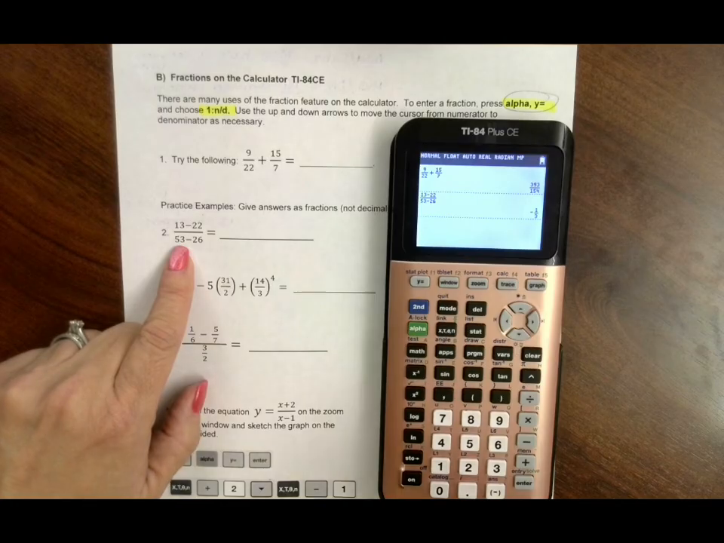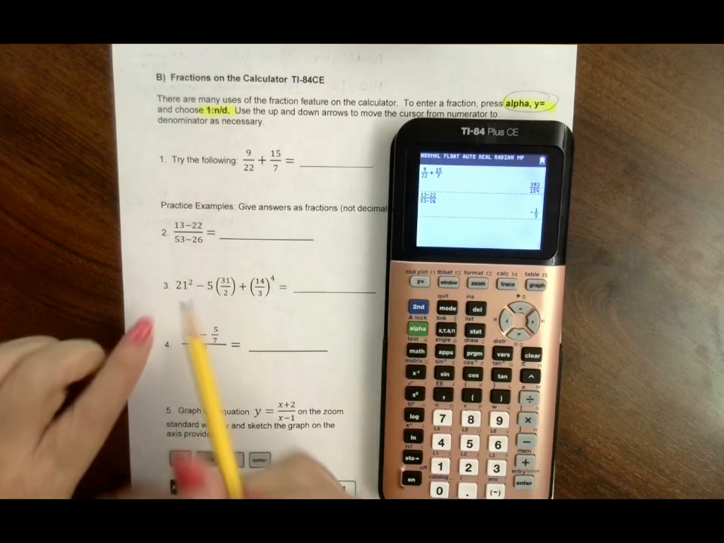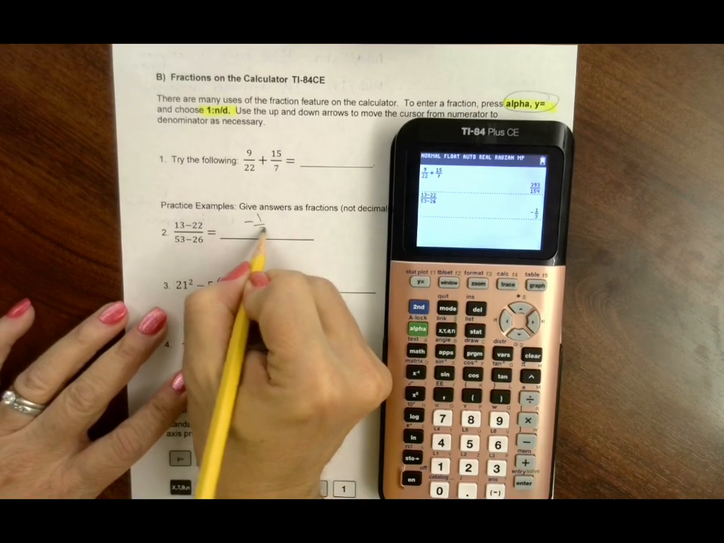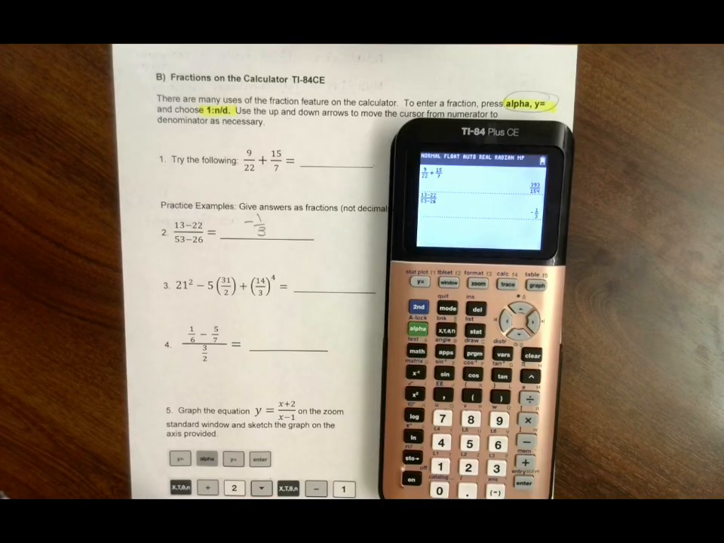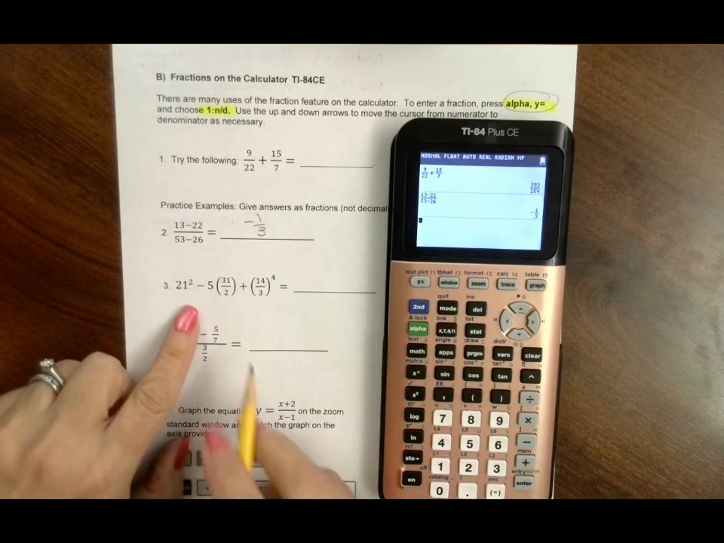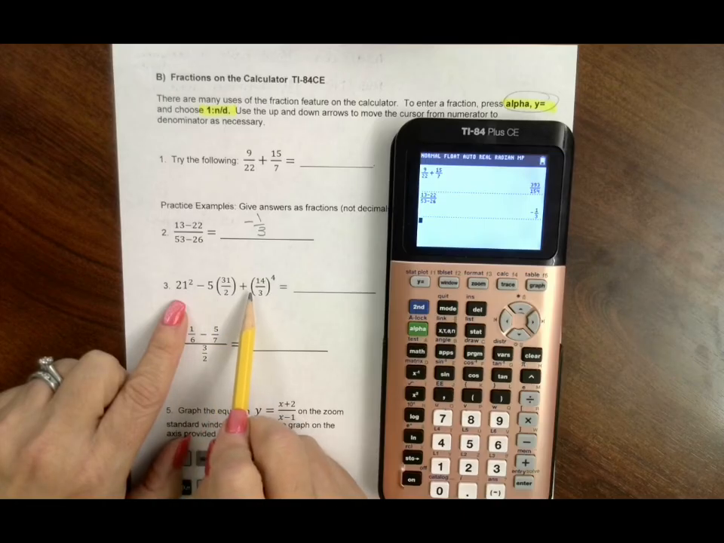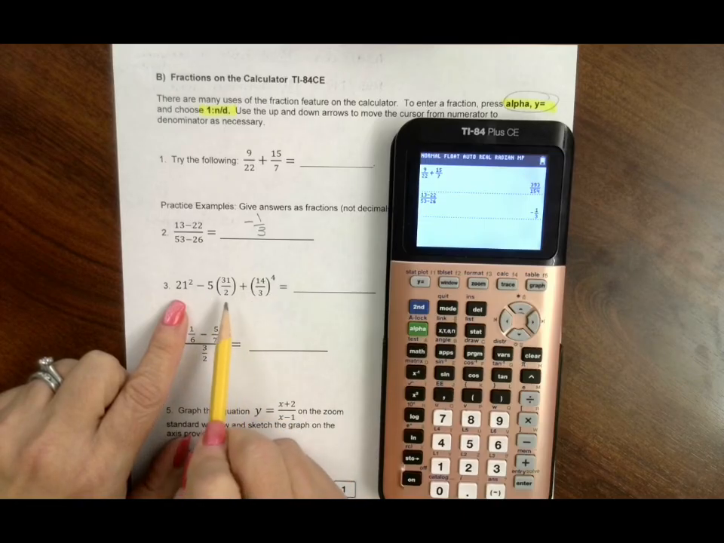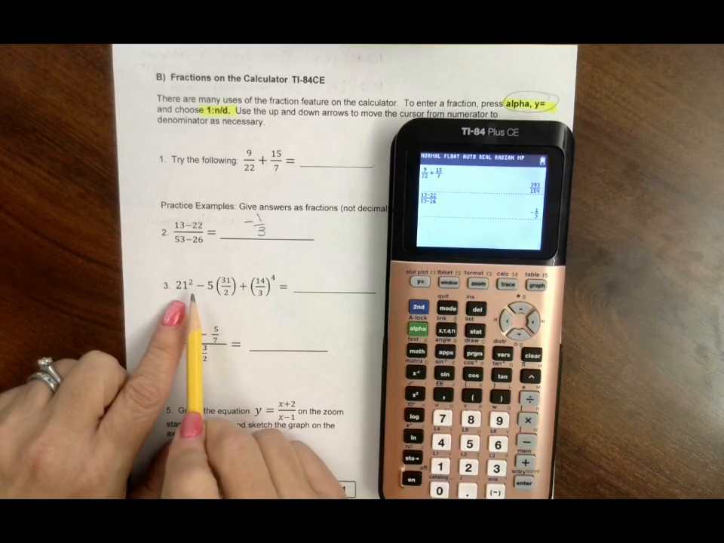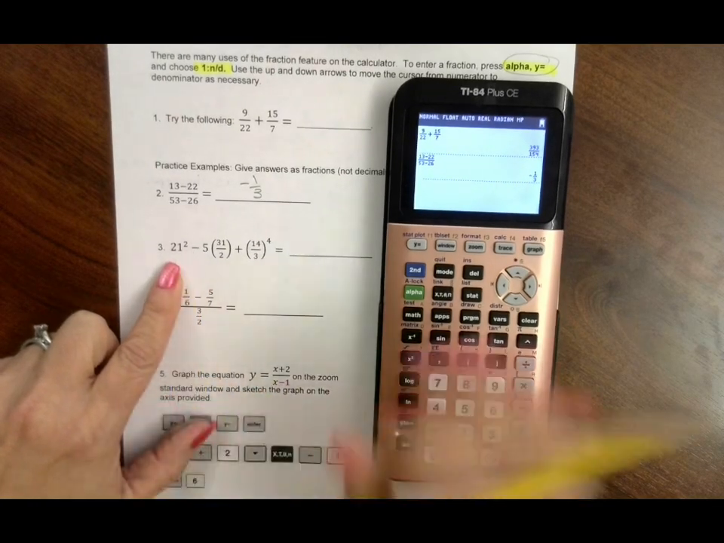And what this does is it gives me this fraction, and this fraction becomes negative 1/3. All right, now same thing with this one. We're going to plug all of this in, and when we plug it into the calculator, we want it to look exactly like this. So if there's parentheses, do parentheses. If there's powers, do powers. So I'm going to show you how to do this.